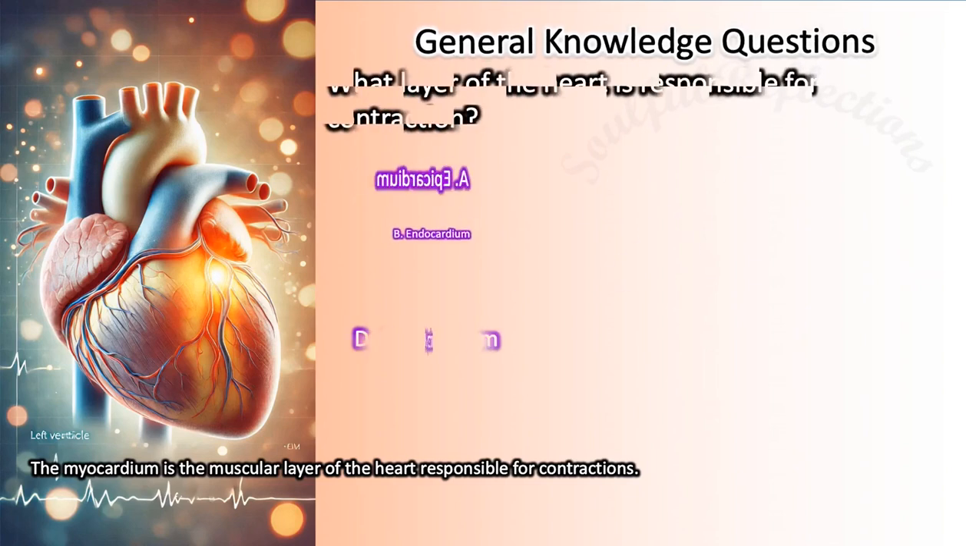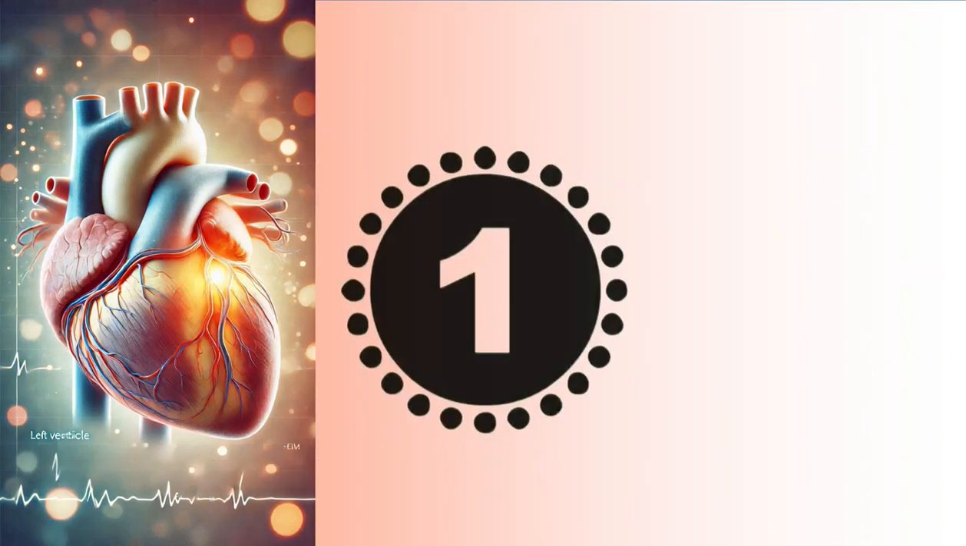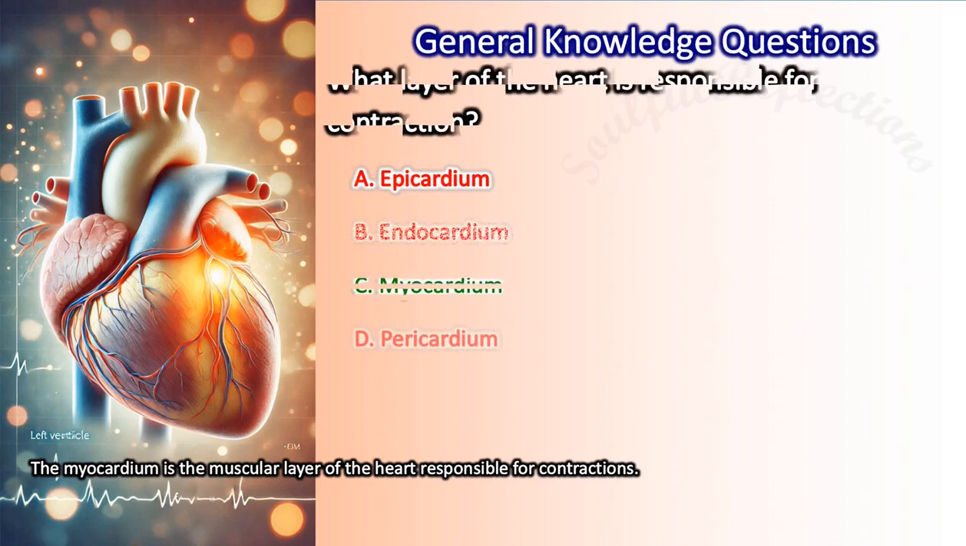What layer of the heart is responsible for contraction? Option 1, epicardium. Option 2, endocardium. Option 3, myocardium. Option 4, pericardium. The answer is Option 3, myocardium.